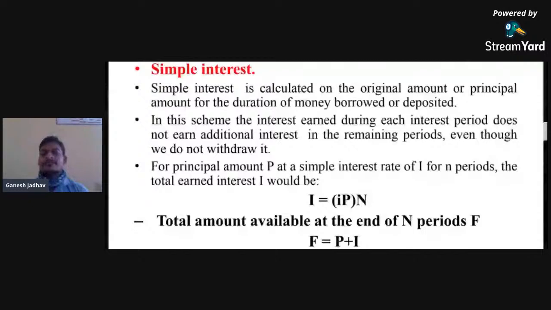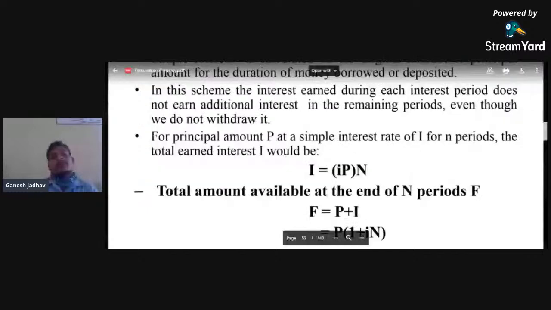So for the principal amount P at simple interest, for N number of periods, the total earned interest I is equal to I P N. Here P is the principal amount, and N is the number of periods. The total amount available at the end of the number of periods is the final amount, or the future amount.